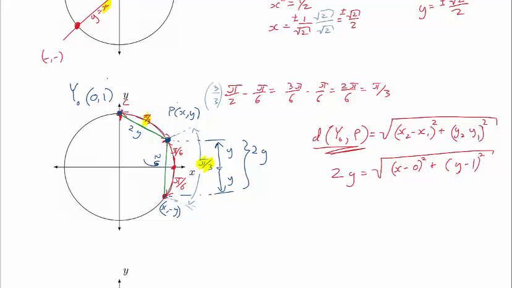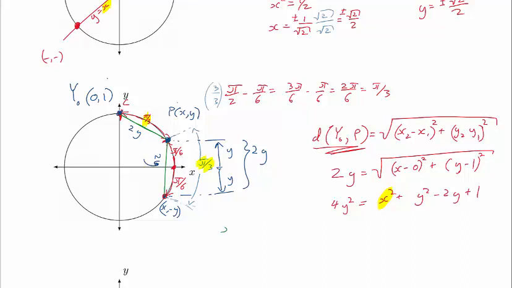Alright, so let's simplify this and work it out. I'm going to square both sides to get rid of the square root. So this becomes 4y squared on the left-hand side. And we have x squared plus y squared minus 2y plus 1. Now, we want to get only one variable in order for this to work. Since we already have a bunch of y squared, let's take a look at this x squared term. We want to make a proper substitution and get rid of that x term.